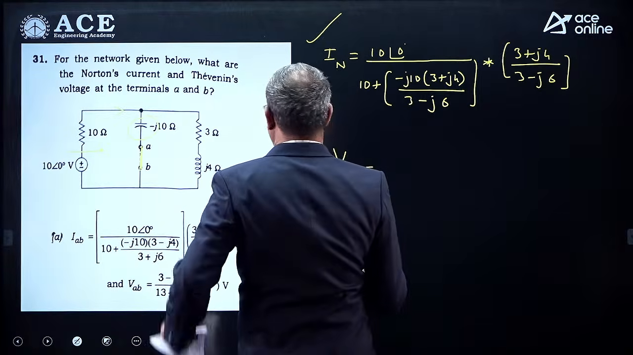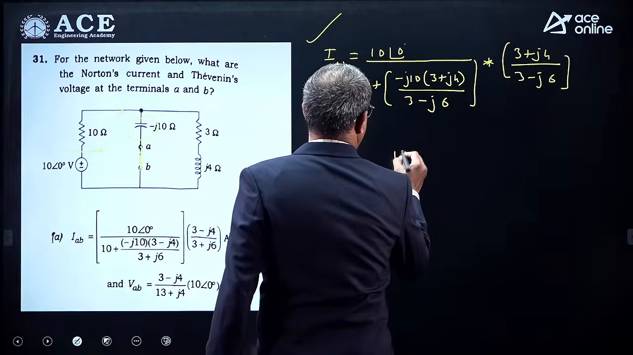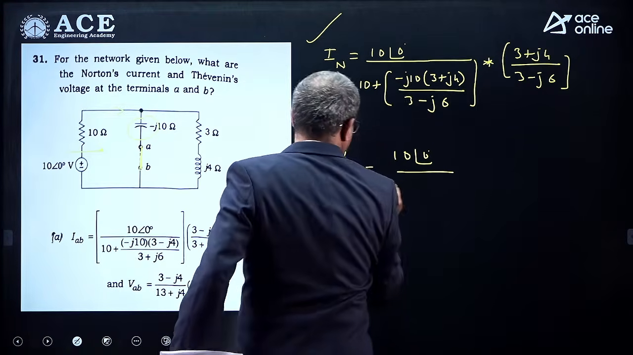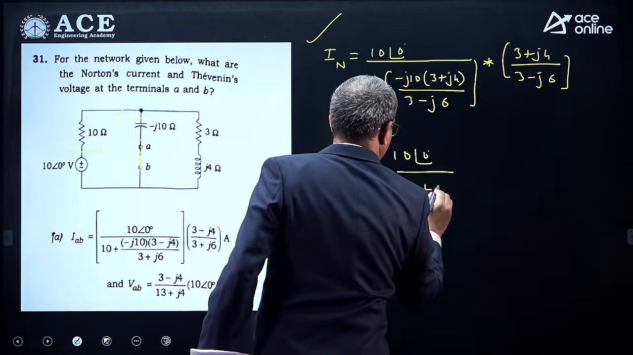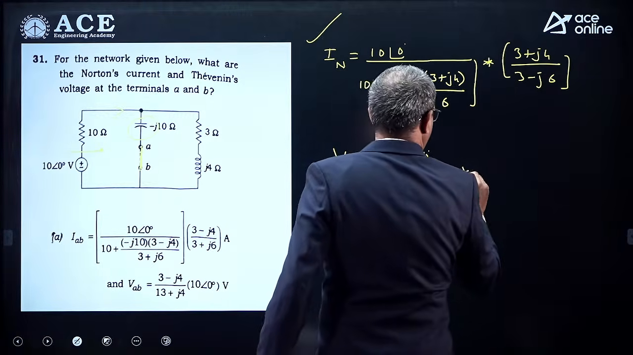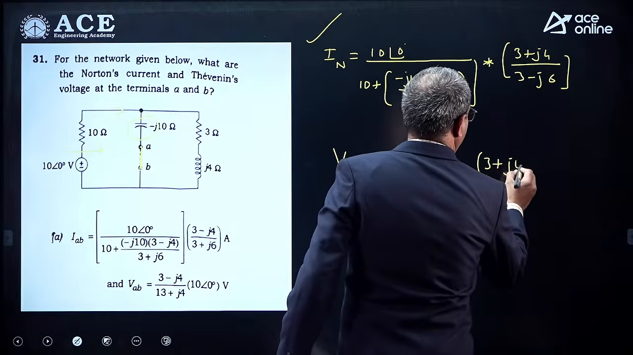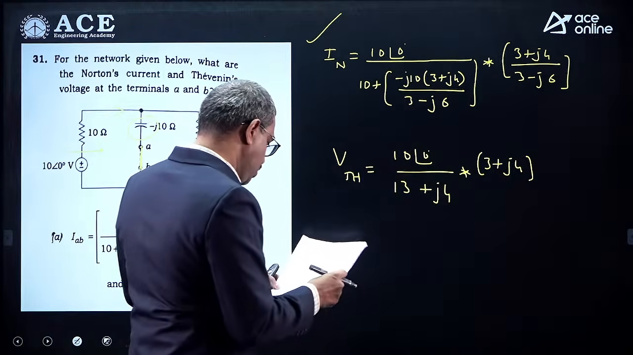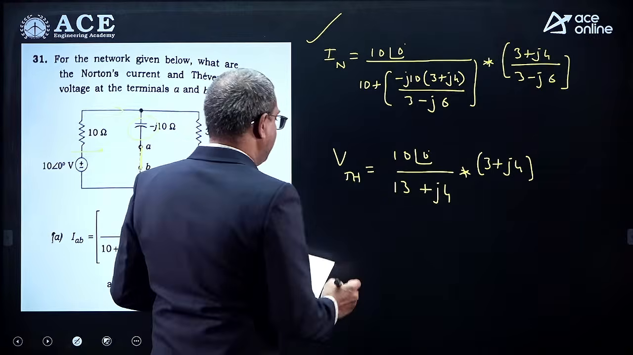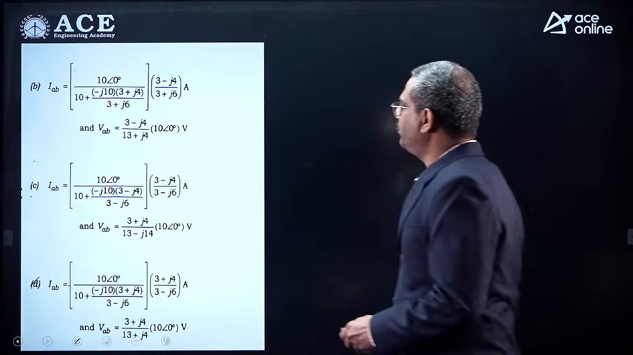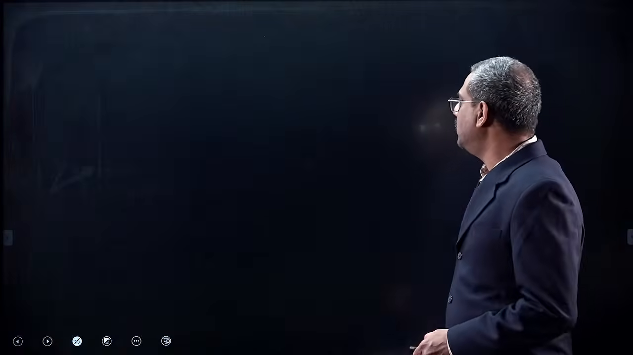That is nothing but current into impedance. What is the current? Total voltage by total impedance. This time these three are in series. That is 13, plus j4 into that current into impedance, 3 plus j4. If you do this, overall you will get an answer which is option D. You go through this, you will get option D here.